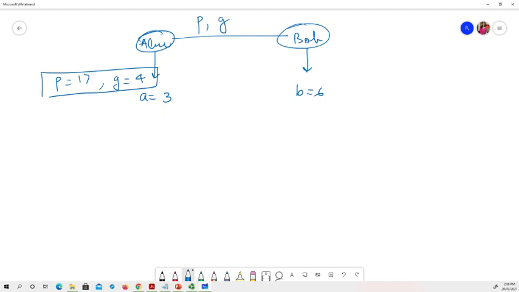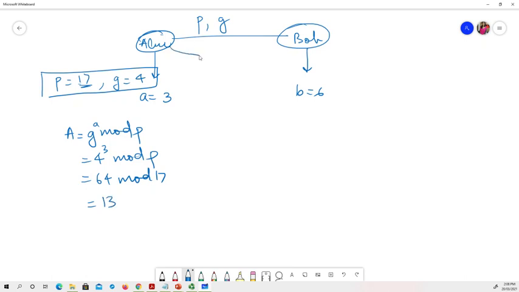Now next, as I said, A is calculated. A was g to the power of a modulus p. So this equals 4 to the power of 3 modulus p. 4 to the power of 3 gives you 64. 64 modulus 17, because the p value is 17, gives a value equal to 13. Now once this value has been calculated, it would be sent to Bob. So 13 would be sent, which is the value of A, so A is equal to 13. Similarly, Bob would be computing B, which is g to the power of b modulus p.